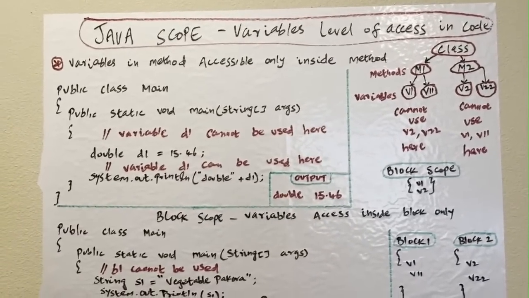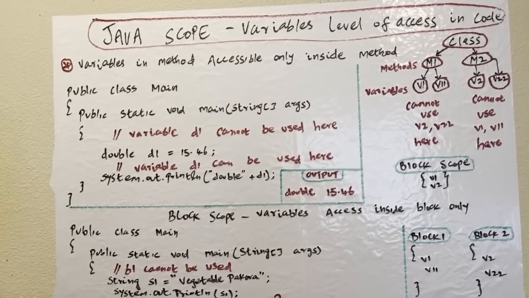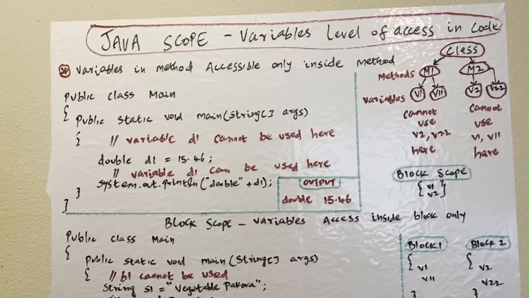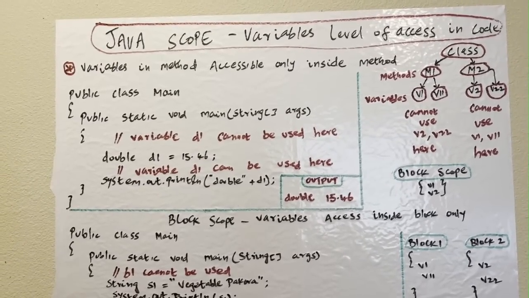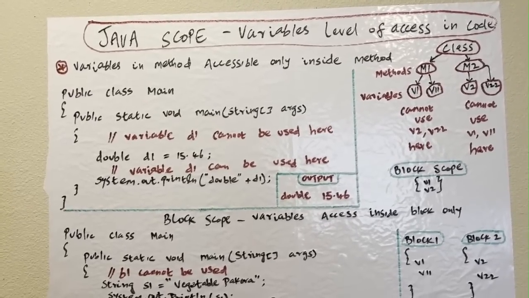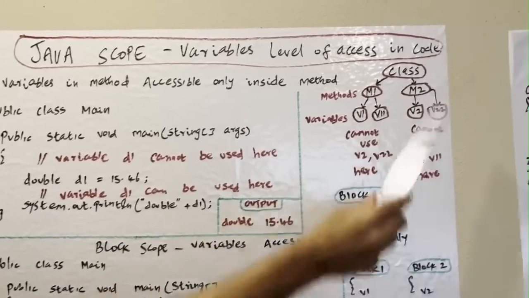Let me give examples about the variables used in Java, the access of the variables. I talked about Java methods, classes, inheritance. So here I'll explain where the variables have access. It's called the scope. You know, Java scope, variables' level of access in Java code.